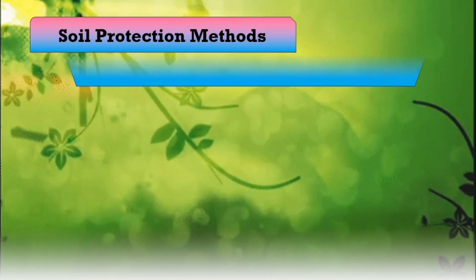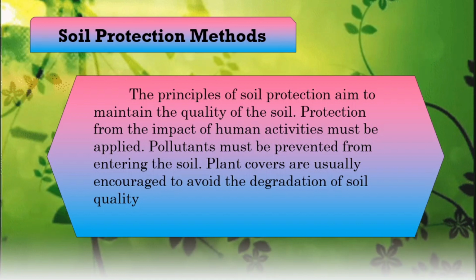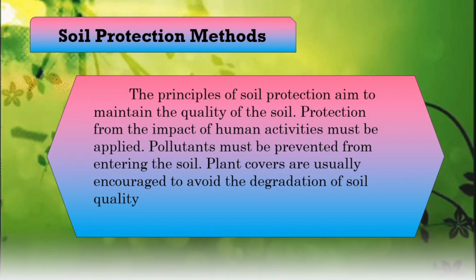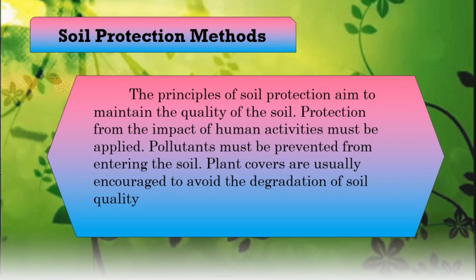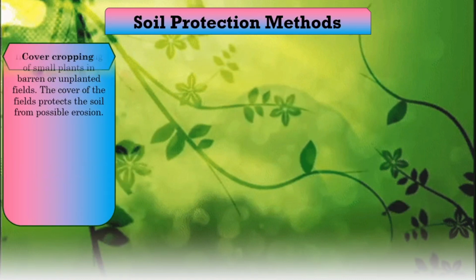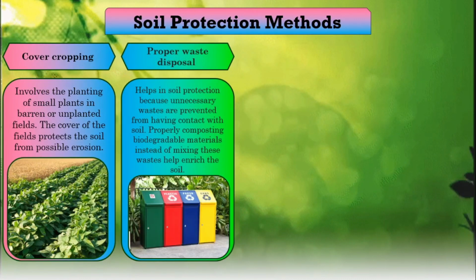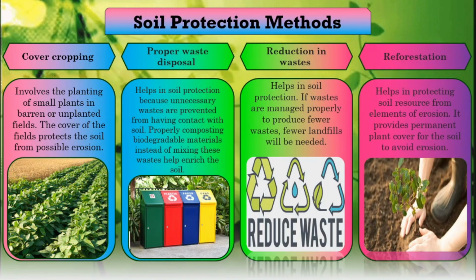Soil protection method. The principle of soil protection aims to maintain the quality of the soil. Protection from the impact of human activities must be applied. Pollutants must be prevented from entering the soil. Plant covers are usually encouraged to avoid the degradation of soil quality. Here are several soil protection methods. Cover cropping. It involves the planting of small plants in barren or unplanted fields. The cover of the fields protects the soil from possible erosion.